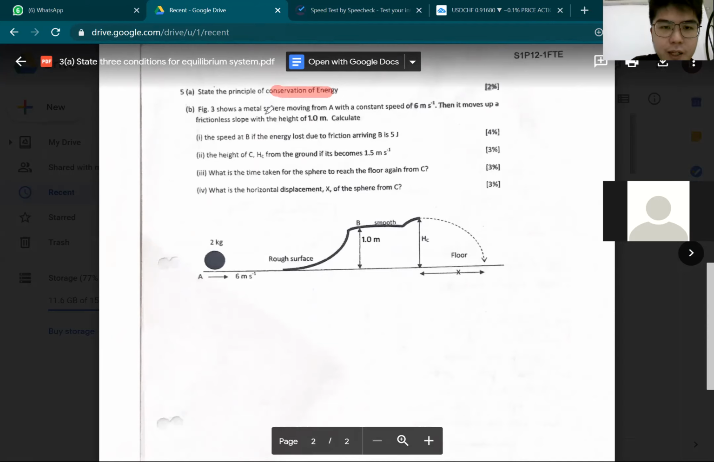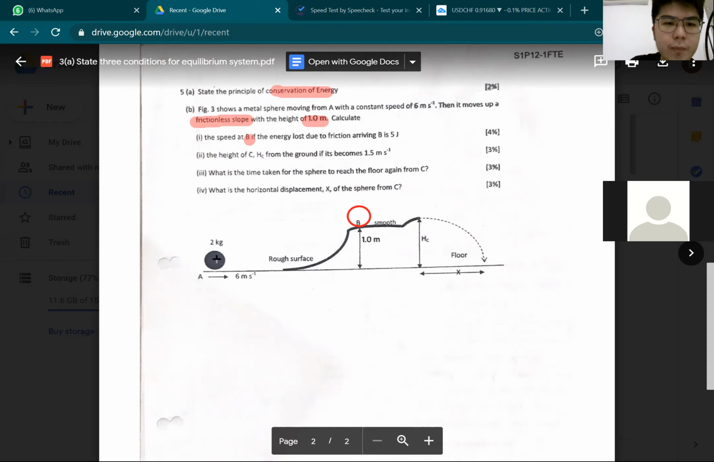Now, this figure shows a metal sphere moving from A with a constant speed of 6 meters per second. Then it moves up a frictionless slope with a height of 1 meter. Calculate the speed at B if the energy loss due to friction is 5 joules. So you want to calculate, when the ball is at this point here, B, what is the speed? Okay, so this is about energy.